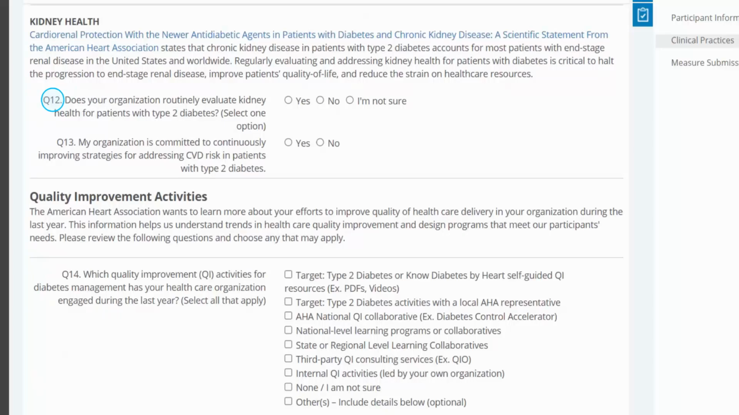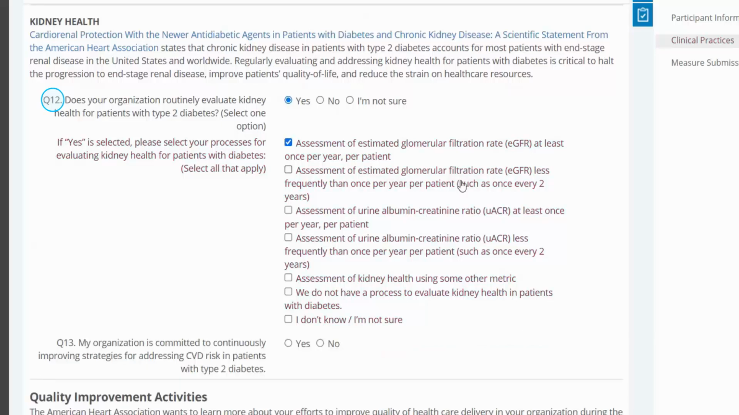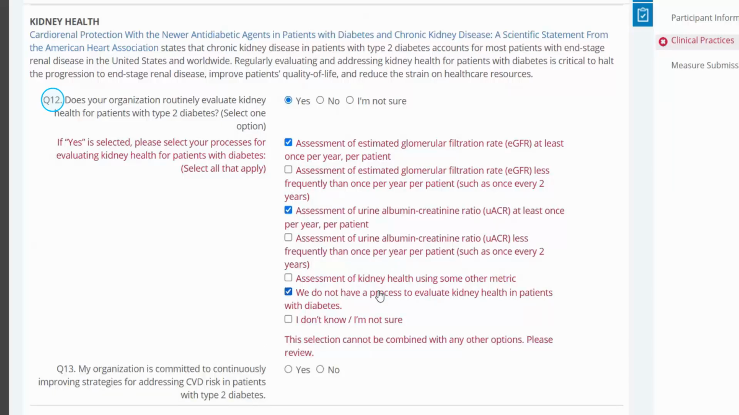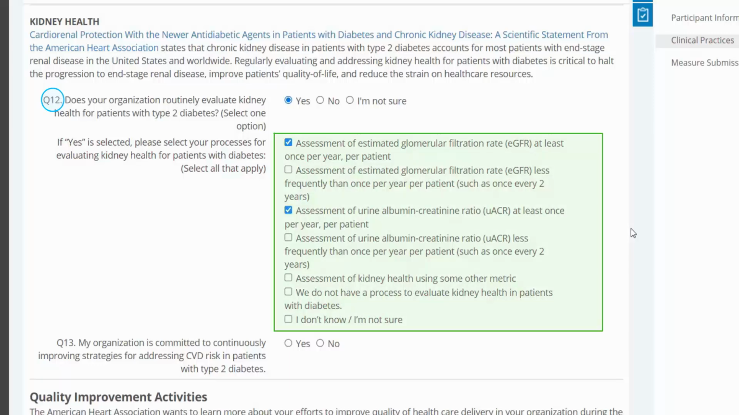Question 12 asks if your organization routinely evaluates kidney health for patients with type 2 diabetes. If you respond with yes, additional questions appear to gather more details on your organization's assessments. As in previous questions, you cannot select either of the last 2 options in combination with other selections. You also cannot select conflicting answers, such as stating that you both assess eGFR at least once a year as well as once every 2 years. Please note that you must answer these follow-up checkboxes if they appear. Leaving these unanswered would create a critical error which would prevent you from saving your form.